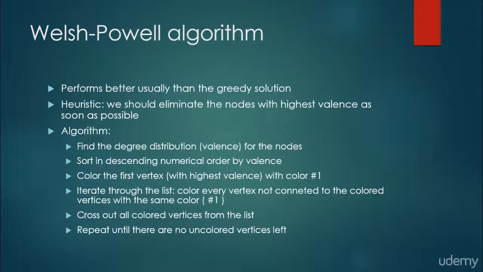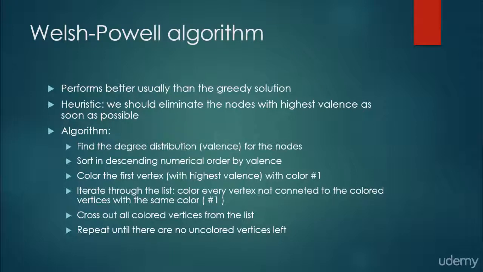Another approach, as I said earlier, is the Welsh-Powell algorithm. It usually performs better than the greedy solution because we use a simple heuristic. We should eliminate the nodes with the highest valence as soon as possible, because the more neighbors a node has, the more problematic it gets to color that given node. And it's very important that valence means the number of neighbors. I don't know why they gave this name, but whatever.